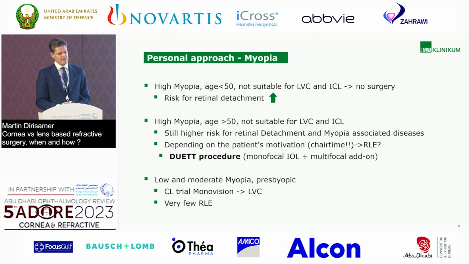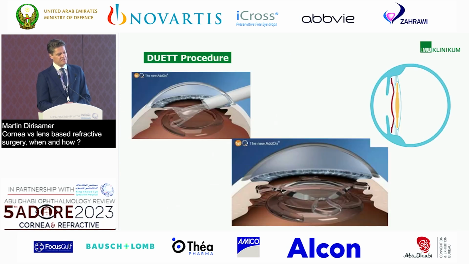I'll talk about it in a second. If we have to deal with low and moderate myopia and presbyopic patients, imagine one of these patients: I first do a contact lens trial for monovision. If it's okay, we can go for laser vision correction. I do very, very few refractive lens exchanges in these patients, because the risk for an unhappy patient is very high.